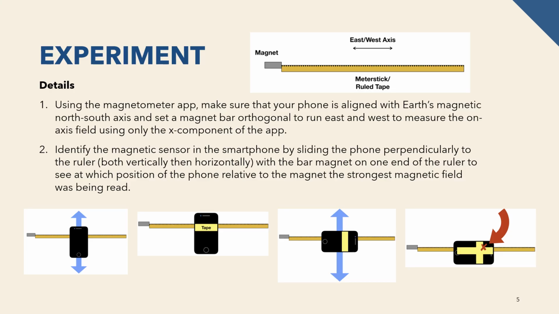The experiment procedures are as follows. First, use the magnetometer app. Make sure that your phone is aligned with the Earth's magnetic north-south axis and set the bar magnet orthogonal to run east and west to measure the on-axis field using only the X component of the app. Second, identify the magnetic sensor in the smartphone by following the process depicted in the pictures.